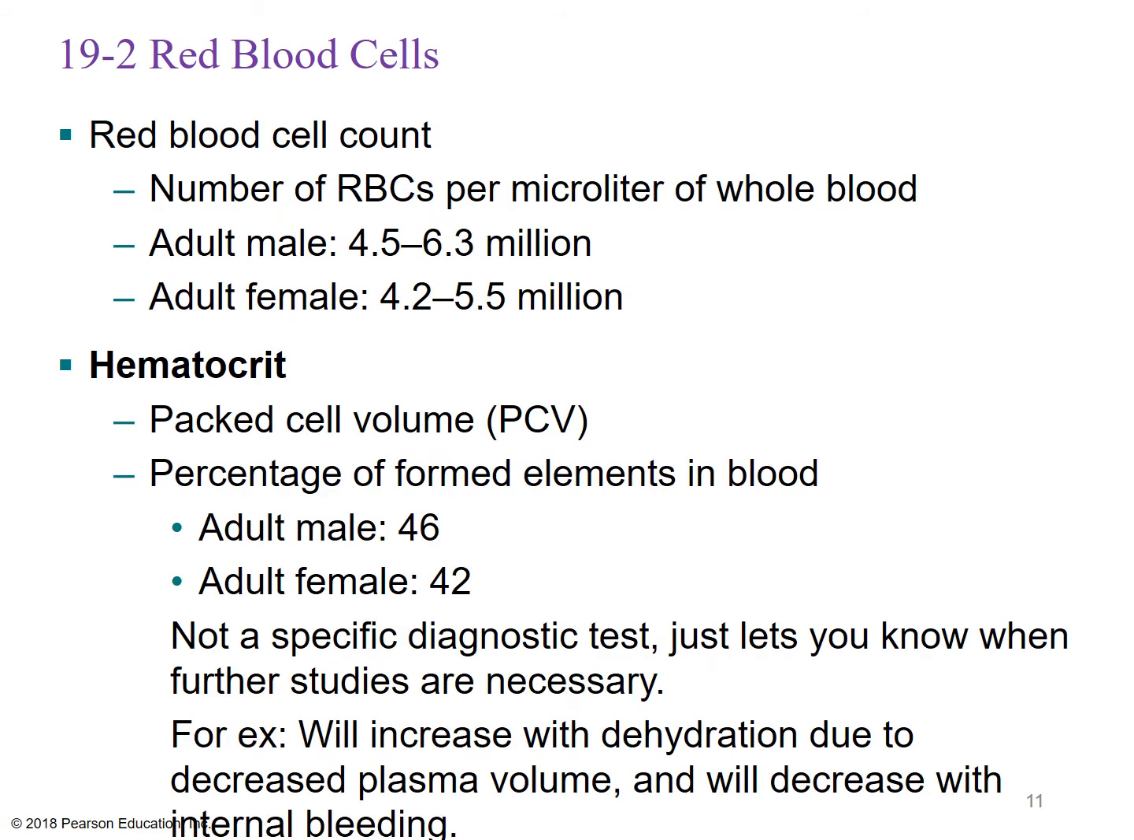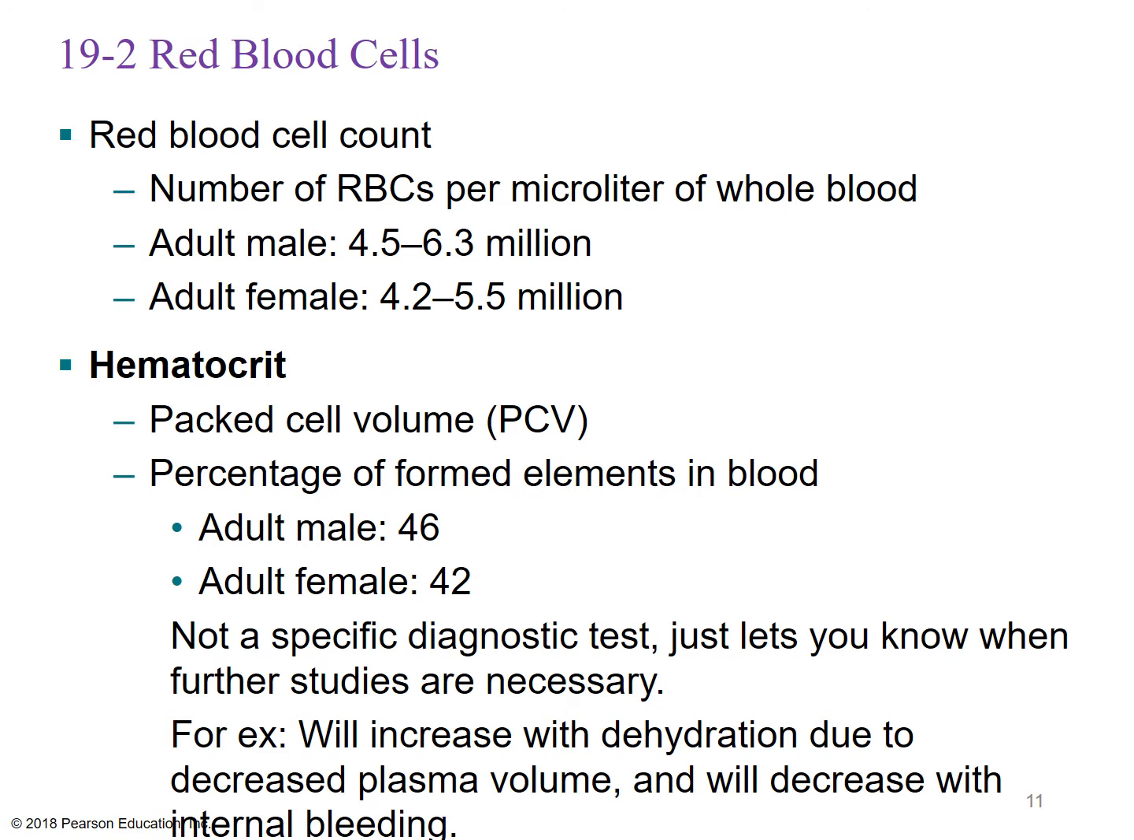When it comes to our RBC count, this is the number of red blood cells per microliter of whole blood. Again, males are going to be higher than females. So reference ranges are going to vary depending upon the lab that you choose, but this will be somewhere between 4.5 to 6.3 million for an adult male and 4.2 to 5.5 million for an adult female.